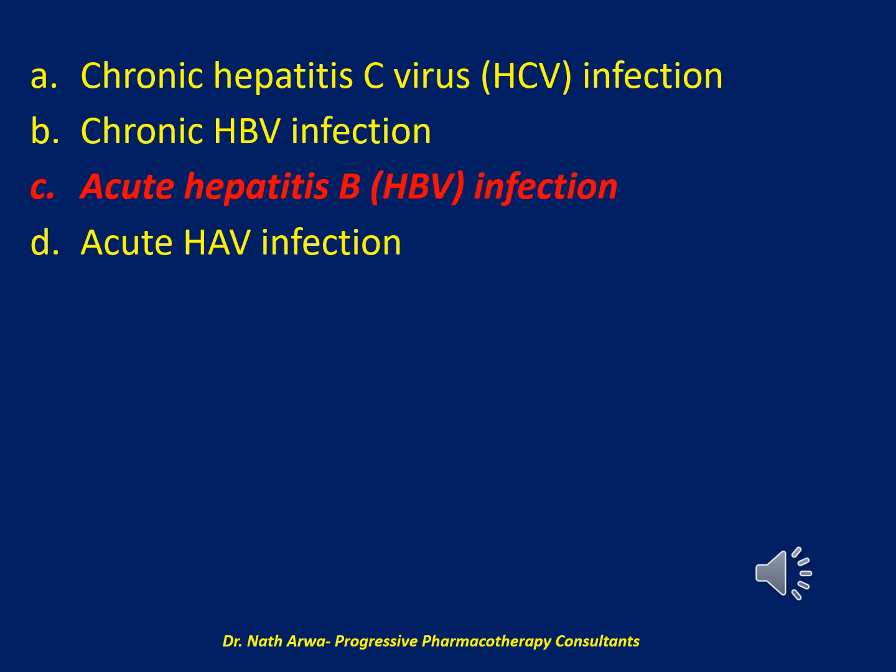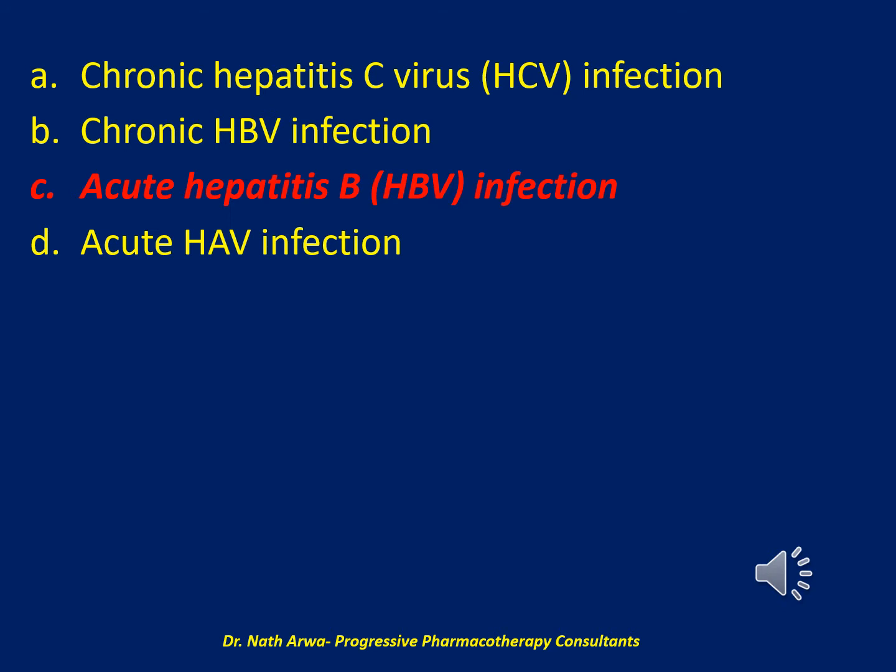And the correct answer is C. acute hepatitis B HBV infection. A positive IgM anti-HBc, elevated AST or ALT or total bilirubin, and acute symptoms point to a recent HBV infection. That makes answer C correct.